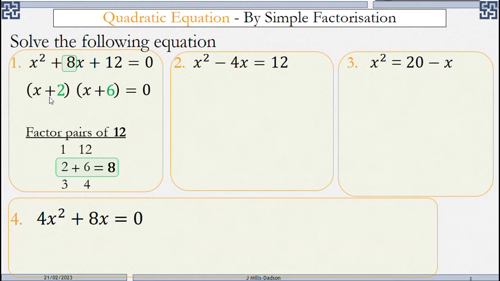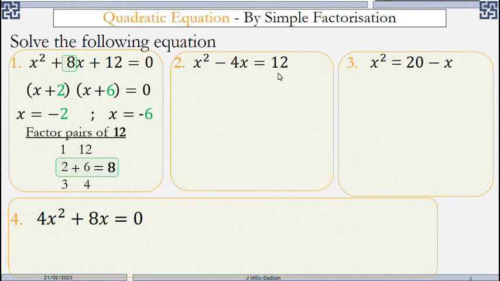Then at the end, if x plus 2 is equal to 0, you work out what x is. If x plus 6 is equal to 0, you work out what x is. So you know that if x plus 2 is 0, then x will be negative 2 and x will be negative 6. It's as simple as that.